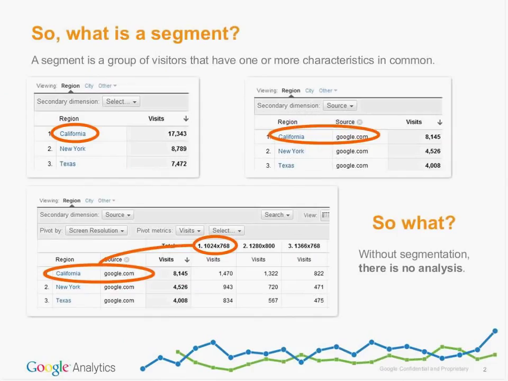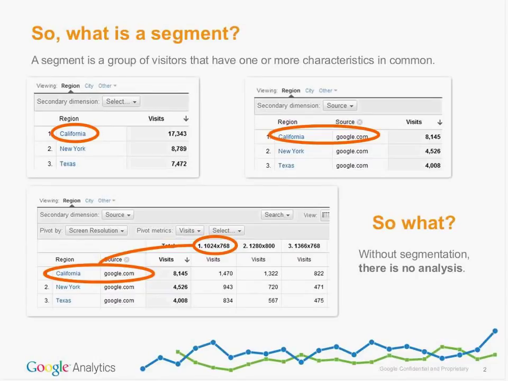Just what is a segment? Within your data, it's a group that has one or more characteristics in common. So you can see an example in the upper left. The characteristic is region, and the one that we are identifying as an individual segment is California. Those are the regions or states, but in the upper right side, it could be a combination of characteristics.